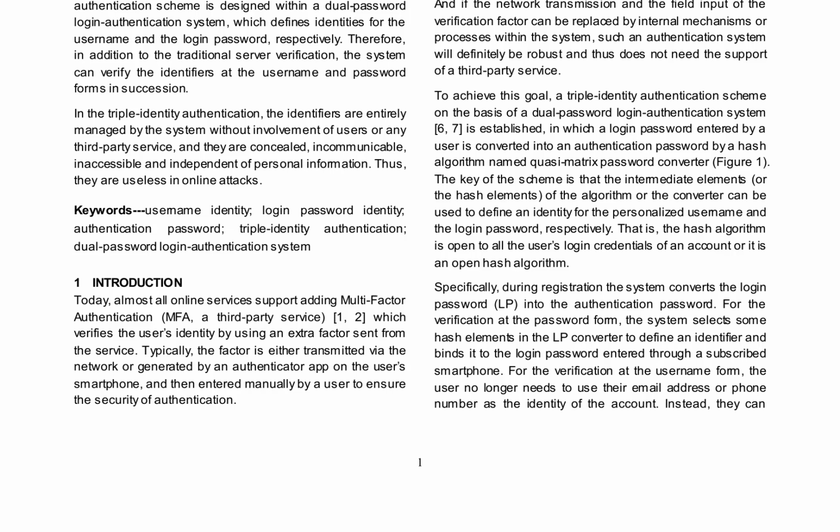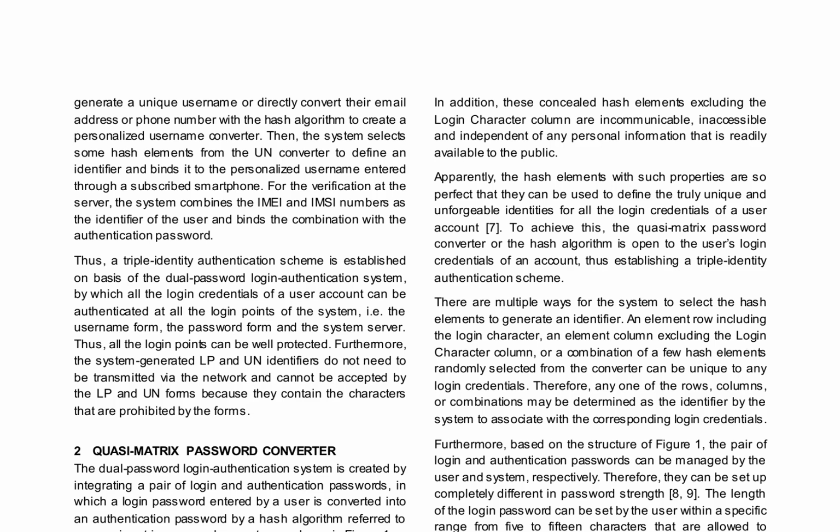The key to the scheme is the use of a hash algorithm called the quasi-matrix password converter. This algorithm operates in the background as part of the system and generates concealed hash elements that are incommunicable, inaccessible, and independent of any personal information. These hash elements can be used to define unique and unforgeable identities for all login credentials of a user account.